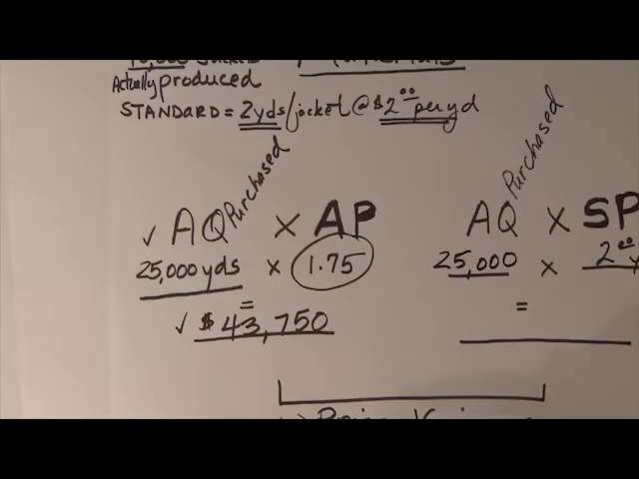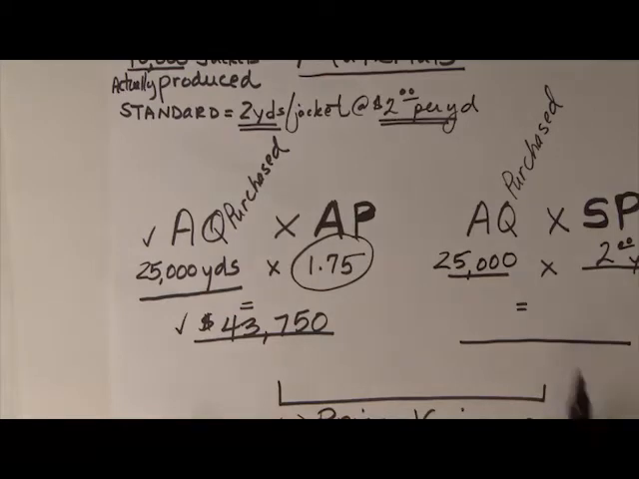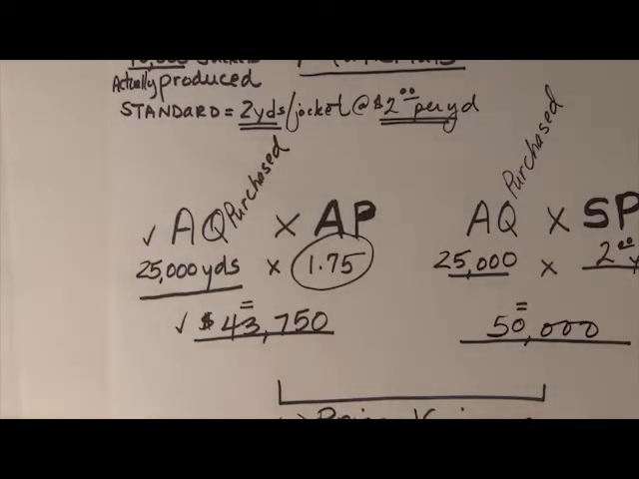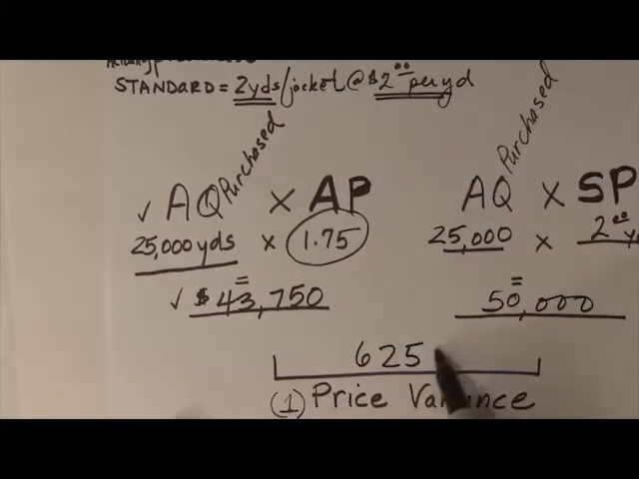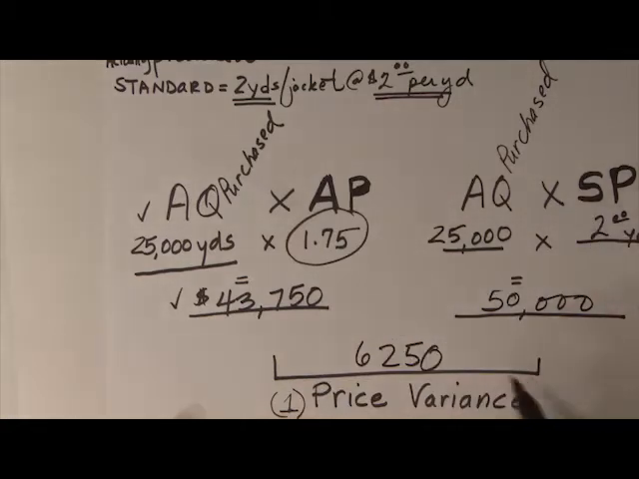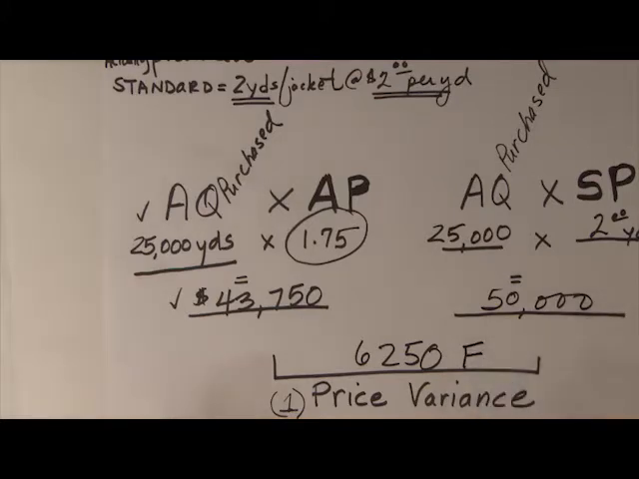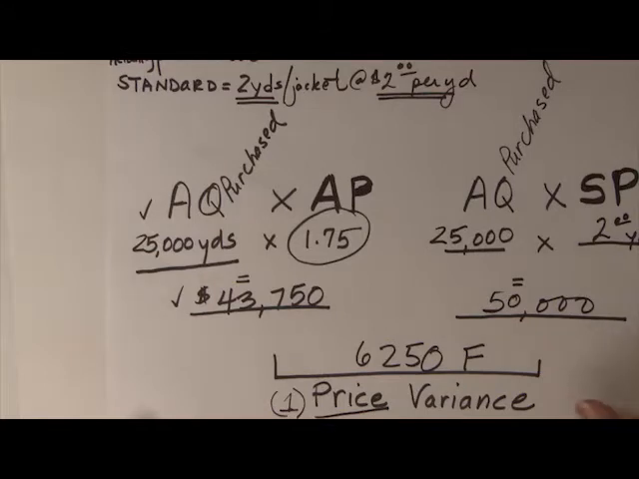And again, what are we focusing on? We're focusing on AP, actual price compared to standard, and we can see this is going to be a favorable variance. This is going to be 50,000. The difference turns out to be $6,250 for the price variance. Because the actual price was less than the standard price, we have a favorable price variance. Again, the point to catch is that when we compute the price variance for materials, we use quantity purchased.